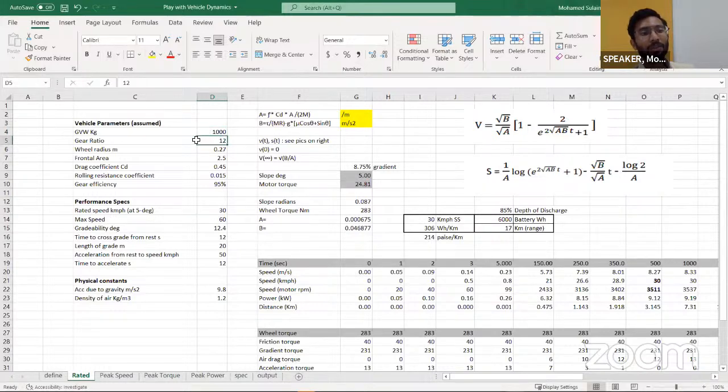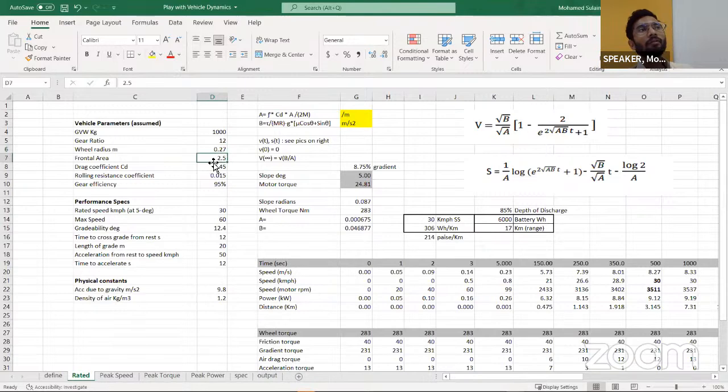And the gear ratio is used because the motor can only deliver a low amount of torque, which is multiplied by using a gear system, which increases the torque. And the wheel radius is defined by us. The typical wheel radius for an auto is 15 inches. So that's why I have taken it as 0.27.